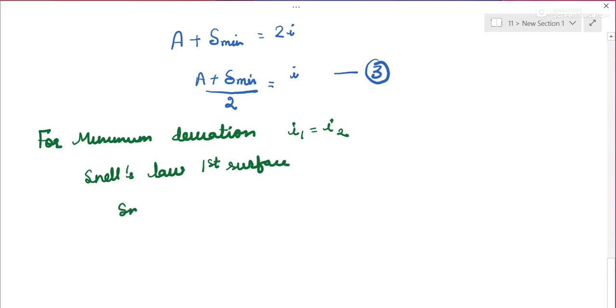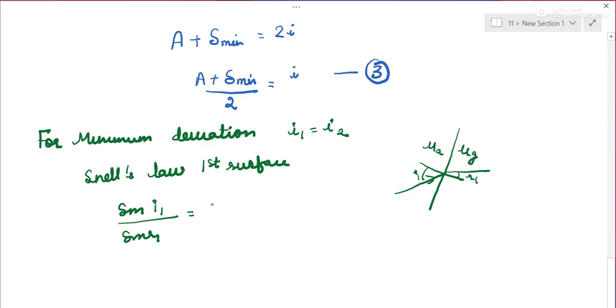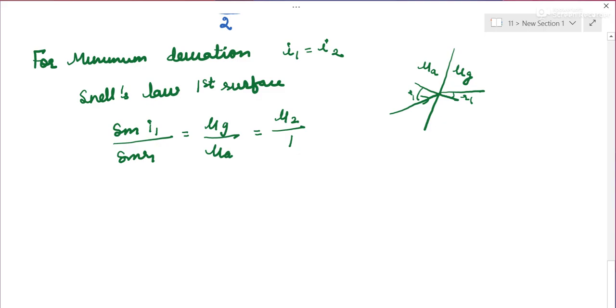So that will be sin I1 by sin R1 is equal to, see if you remember, this is I1, this is R1. So we are going from air to glass. So that will be equal to mu glass by mu air, where mu air is 1. That is mu glass, or you can write mu 2. Okay, now we have this equation.